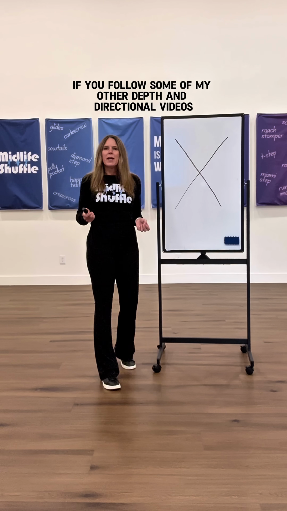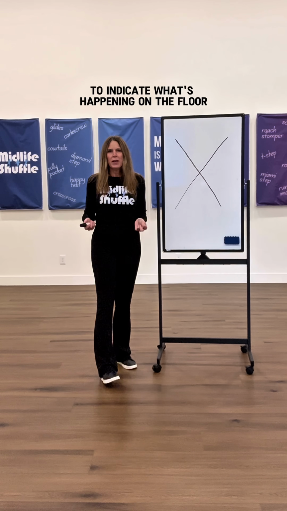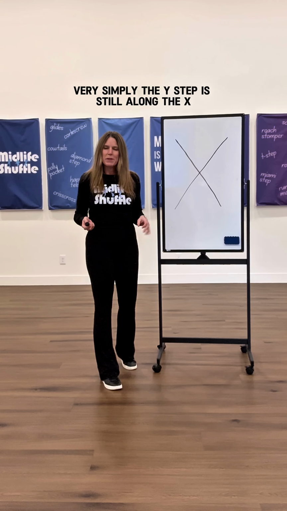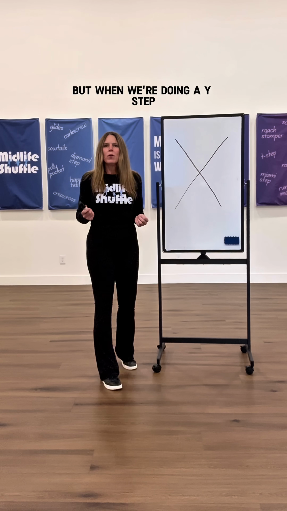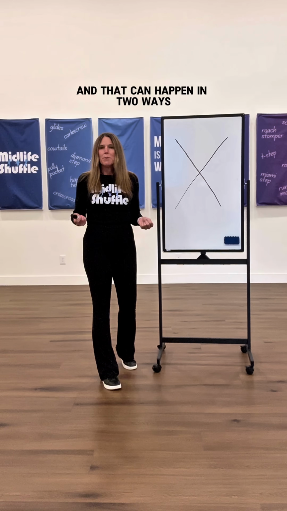If you follow some of my other depth and directionals videos, you've probably seen me use this diagram of the X to indicate what's happening on the floor when we're doing some of these moves. Very simply, the Y step is still along the X, but when we're doing a Y step, we're doing it on an adjacent arm of the X. And that can happen in two ways.